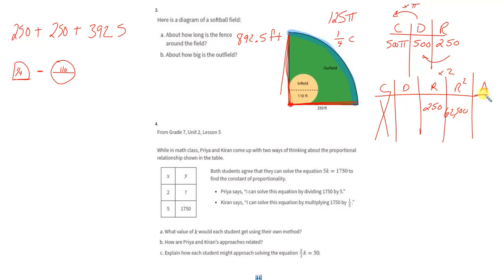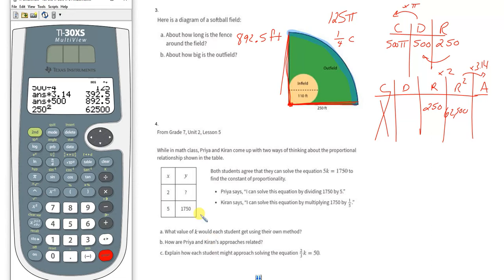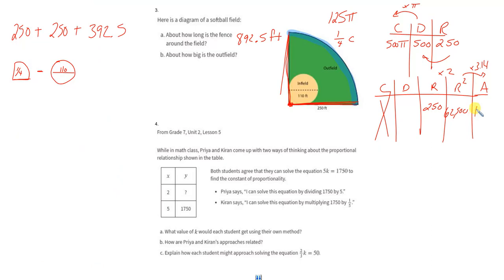62,500. And to get to area, we know that it takes 3.14 of those squared radiuses to get to the full area. So we still got to multiply. It's a big space. We got to multiply by 3.14. But that's the area of a full circle, 196,250. 196,250. That's the area of a full-blown circle all the way around.